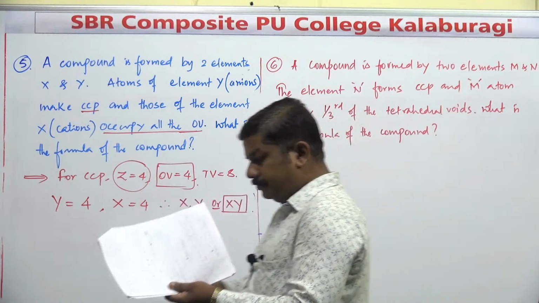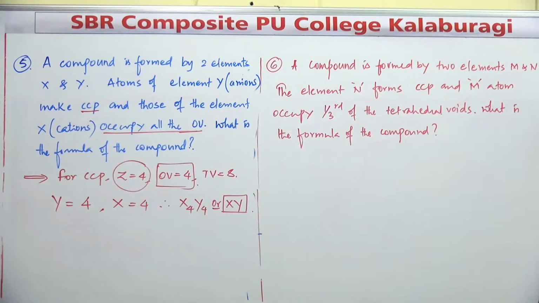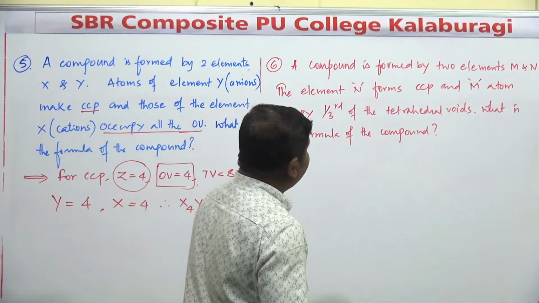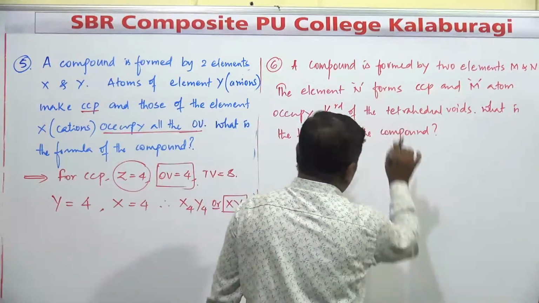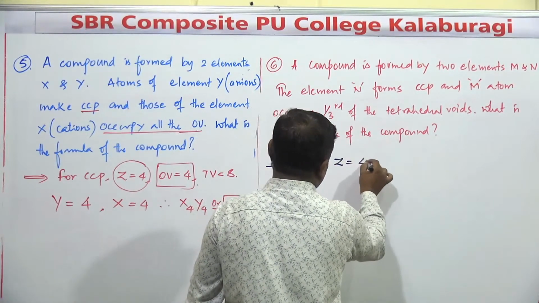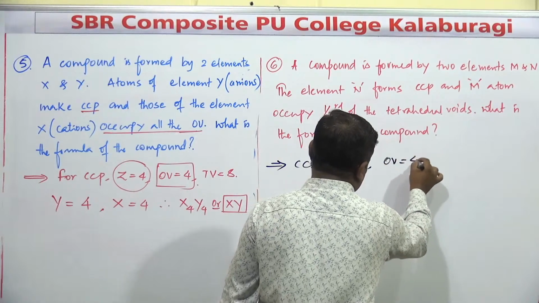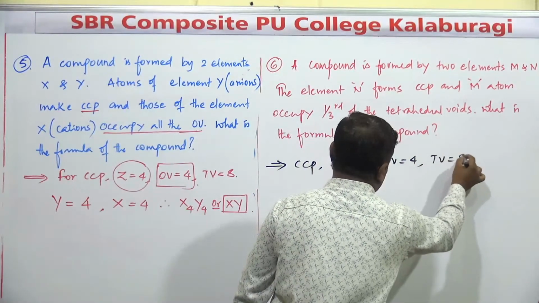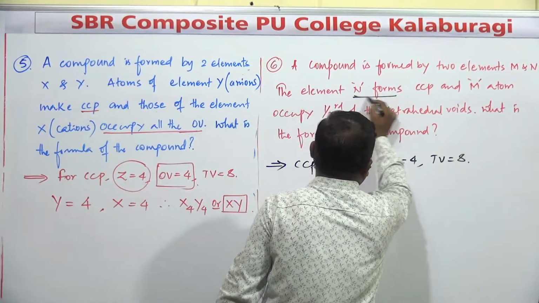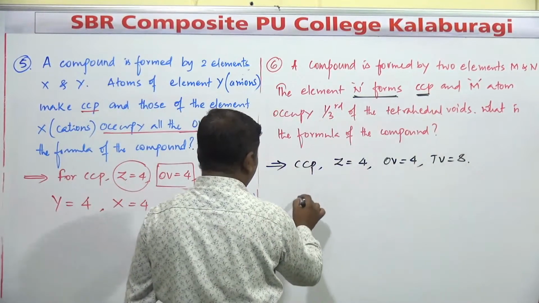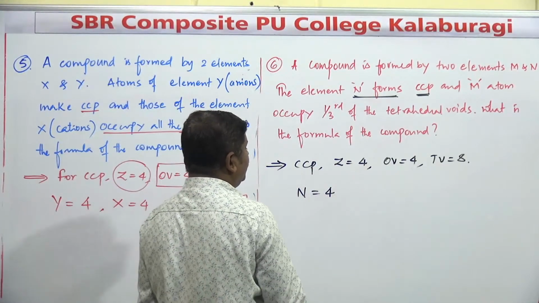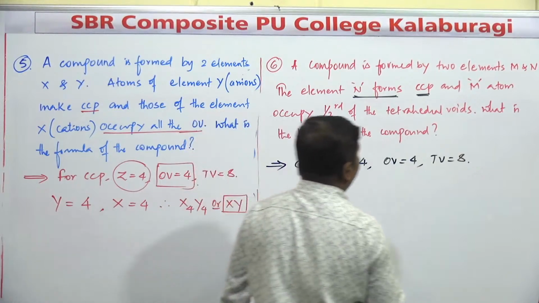It is also a simple problem. Formula of the compound. Here, a compound is formed by two elements M and N. Element N forms CCP. Again, CCP is going to be mentioned. For CCP, Z is equal to 4. Octahedral void is equal to 4. Tetrahedral void is equal to 8. Element N is going to be forming what type of arrangement? CCP arrangement. Therefore, N is equal to directly I'll write 4. What is the total number of atoms in CCP? That is equal to 4.